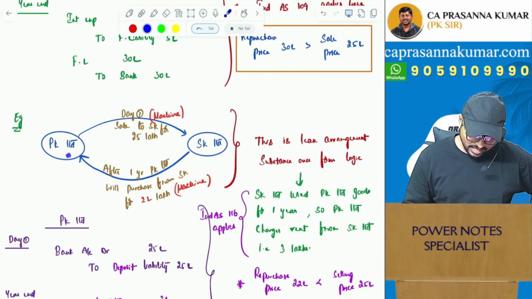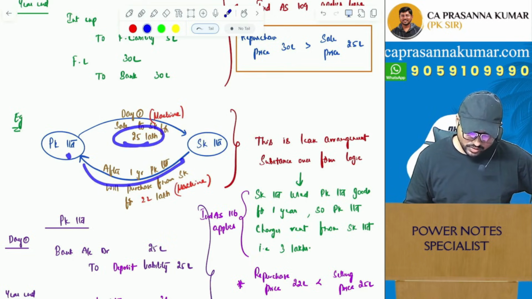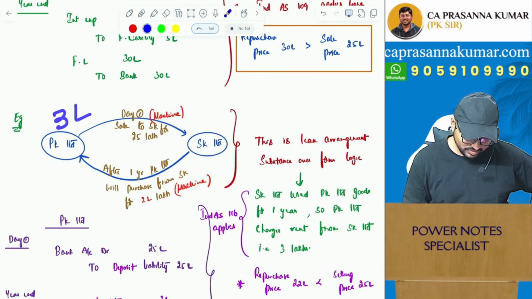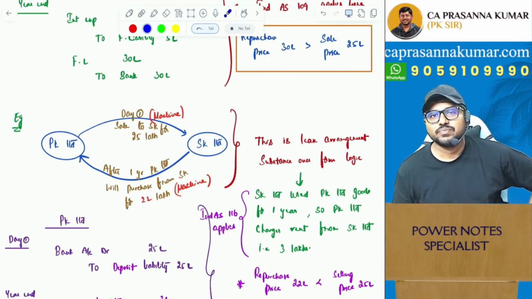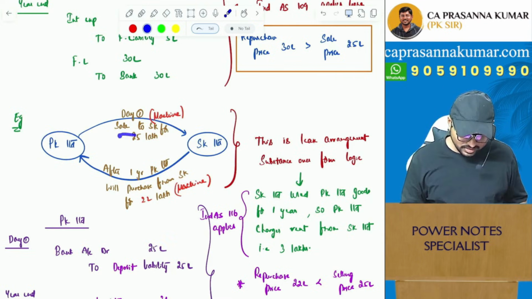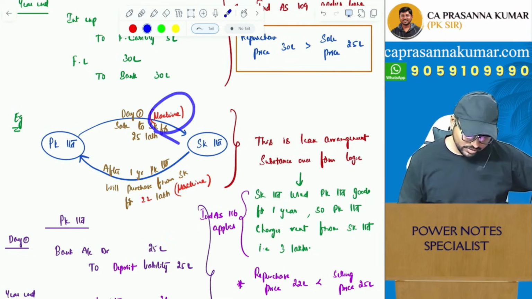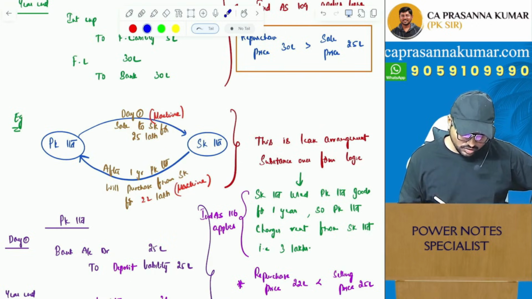Eventually, this guy received 25 and paid 22, which means in a way he received 3 lakhs and this guy has spent 3 lakhs, which means just like a lease arrangement. Substance is lease arrangement, although the form, the name that you're calling it as sale and purchase of a machine. Understand the point?